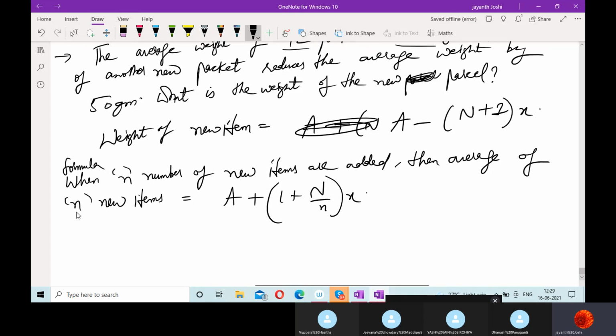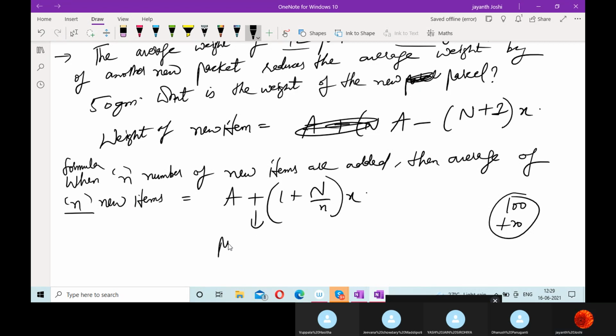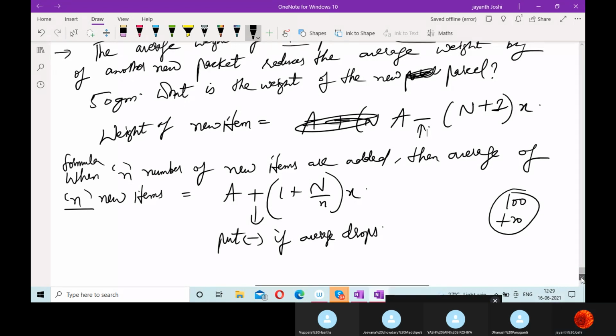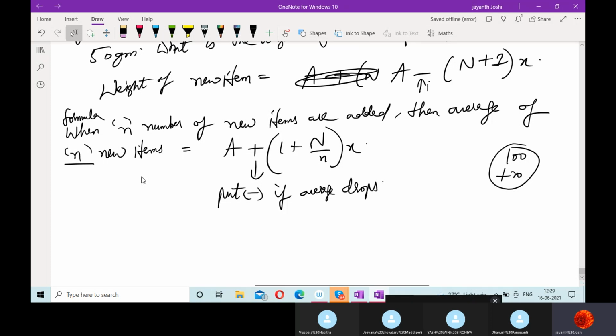So this average of N new items would be after, see, there are 100 items already available. You added 20 more items to this. So after adding the 20 more items, the new average would be this. The formula which I've given, here put minus if average drops. And in our case also we have put minus because the average is reducing. I'll come back to our formula also. This is formula number 1.